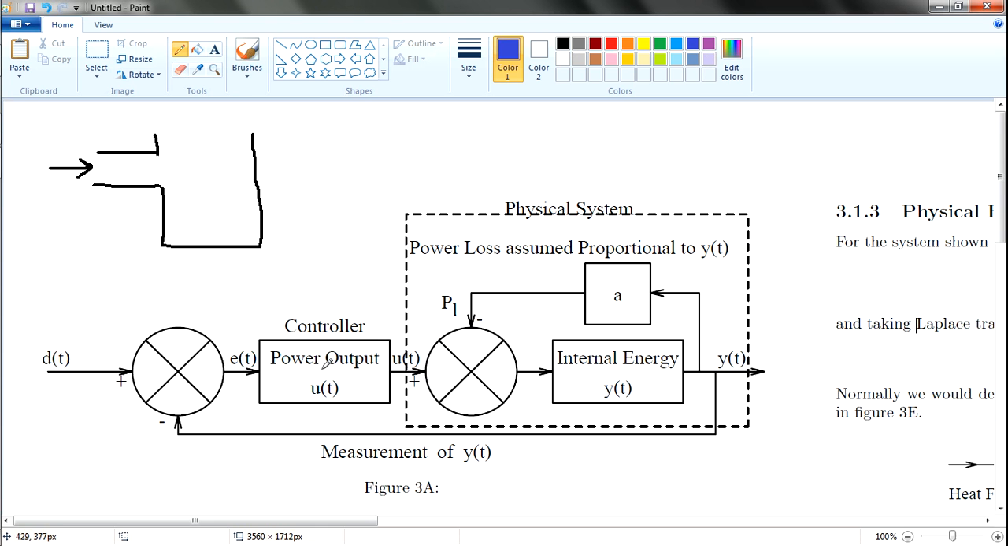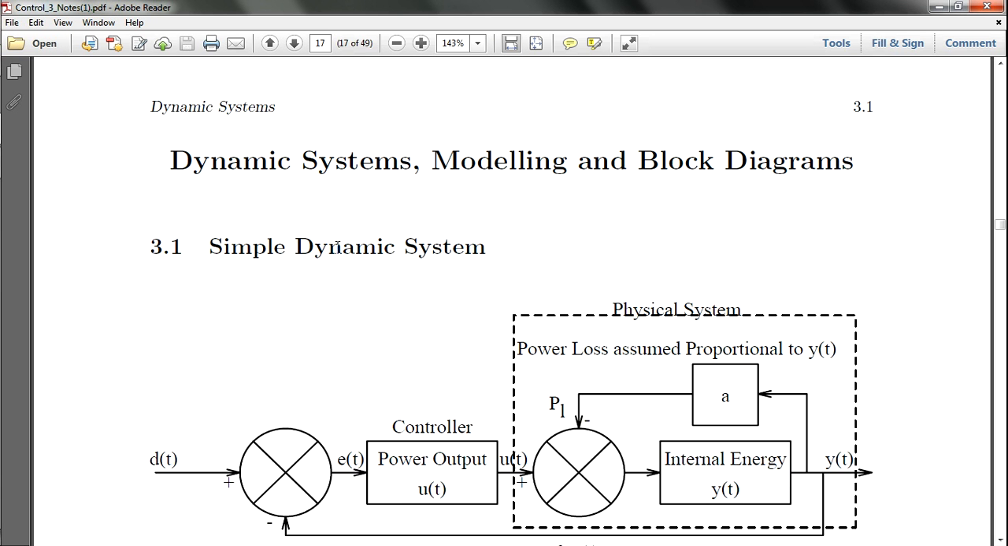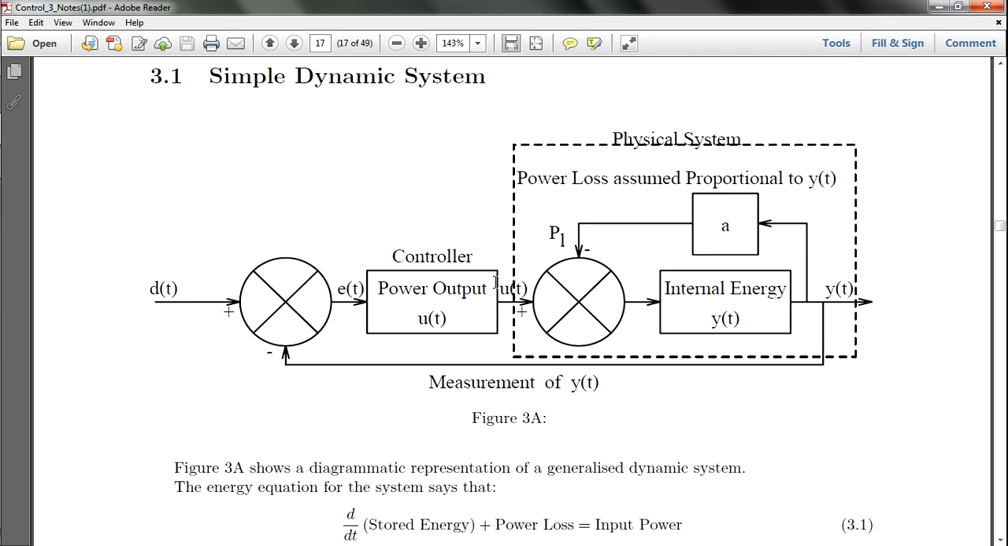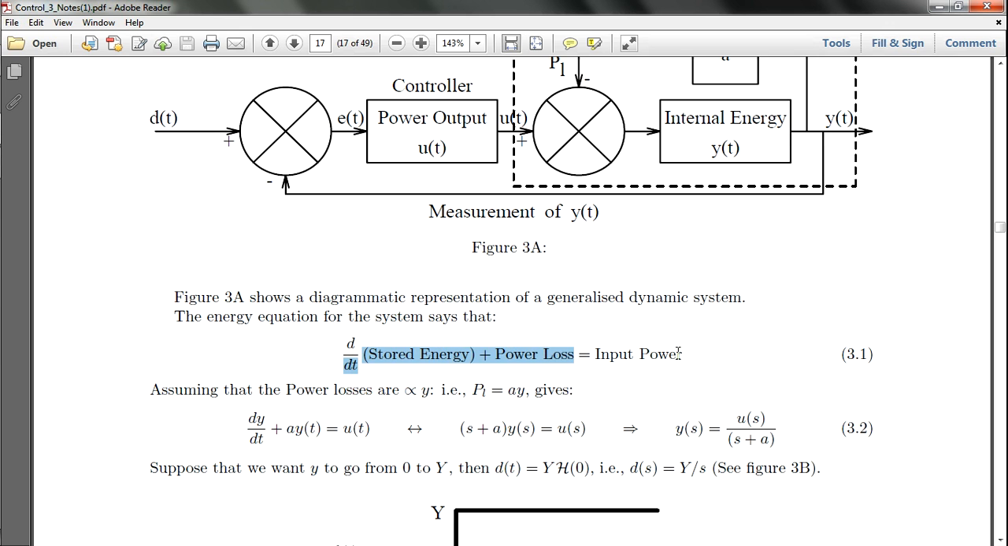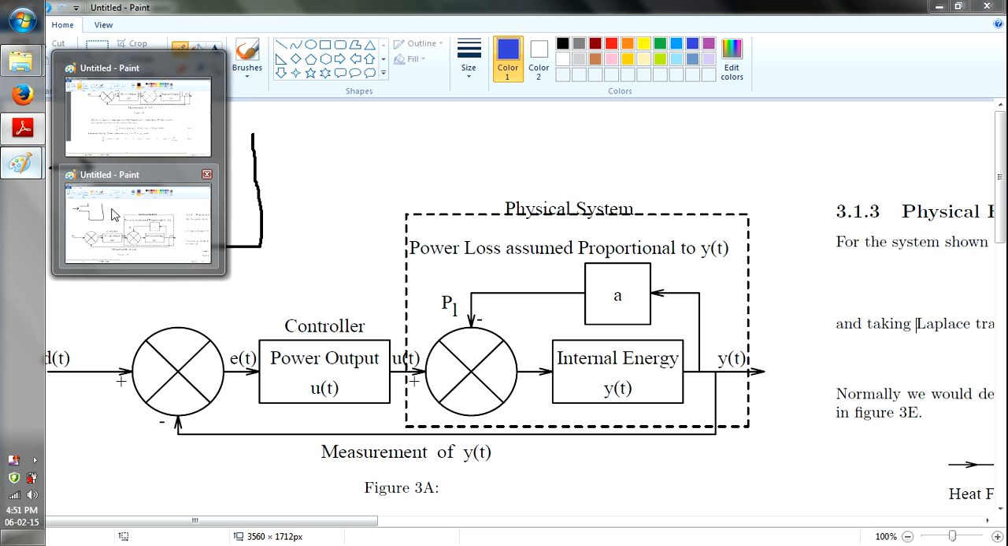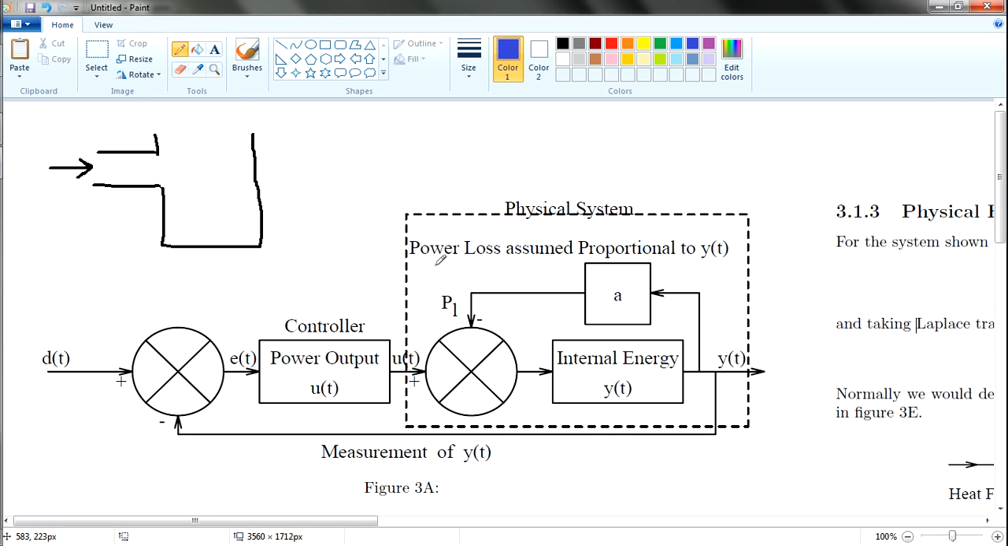Okay, to make sure the simple dynamic system, for this thing, stored energy plus the power loss equals the input. The purpose of this video is to strengthen this term and to strengthen how you would apply it in different situations, so that it is much easier for you to analyze certain things. So what do I mean?